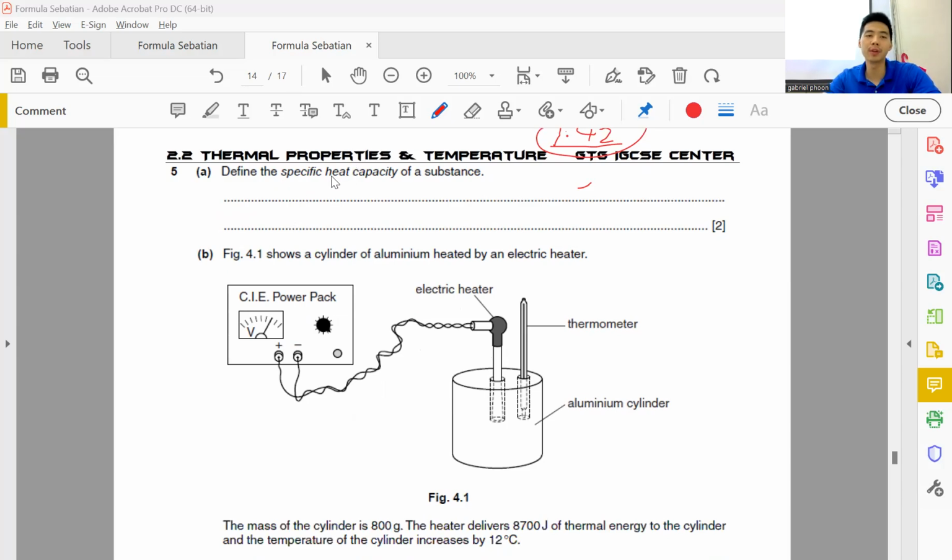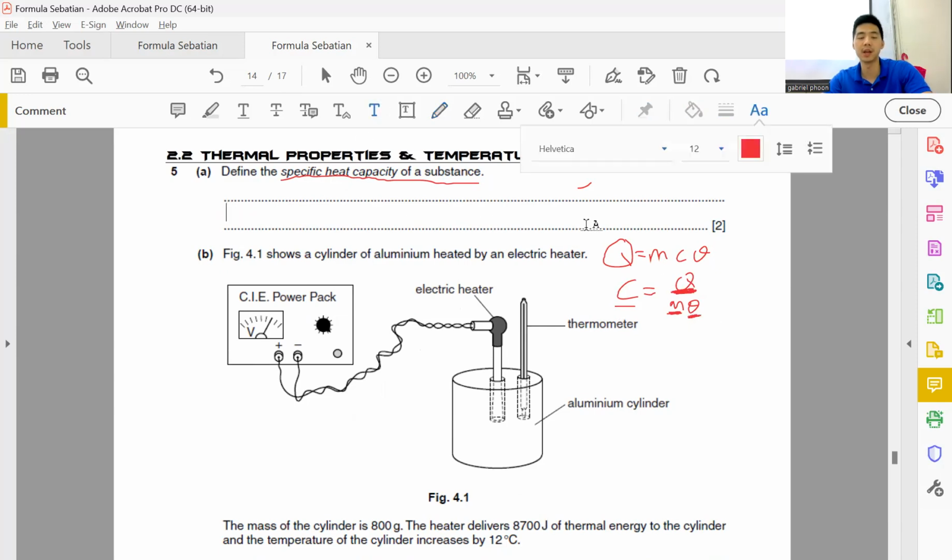Okay, anyways, I want to highlight this again, guys. For those who have forgotten how to define this, you can define it by simply recalling the formula Q equals MC theta, guys. If you can recall Q equals MC theta, then C would have been Q over M theta, right? Which in this case here, specific heat capacity is the amount of energy needed to change 1 kg of a substance by 1 degree Celsius, guys.